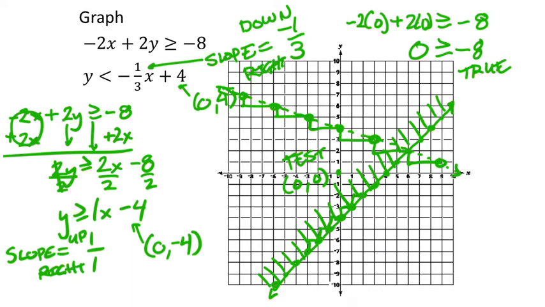All right, but then again, it's not going through the origin, so I know I can test the origin with the equation, right? I'll do it over here on the right. Y should be less than, sorry, just less than, -1/3 times x, which I'm going to replace with 0, plus 4, and then replace the y with 0, too. So 0 should be less than 4. Yeah, that's true.